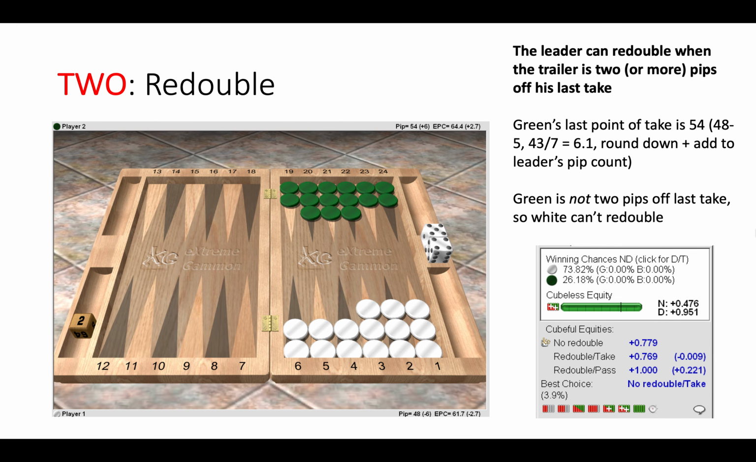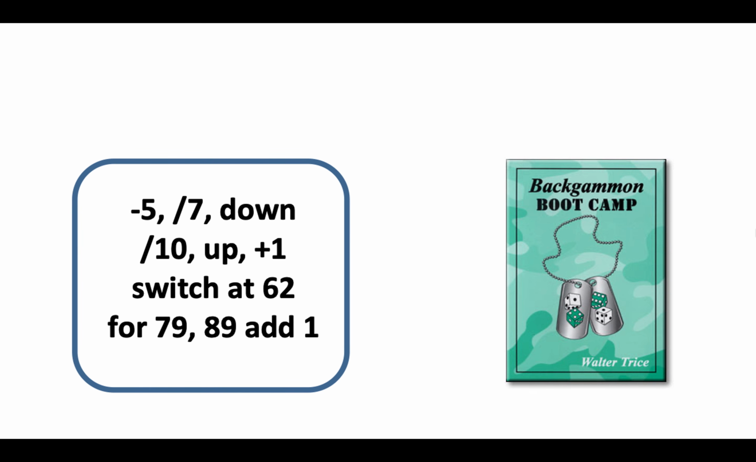So again, that's pretty useful to know when to double and when to redouble, when to take and when to pass. And here we have a short form there on the left, which is something very easy to remember, something you could take a photo of. Minus 5 divided by 7 round down, or divided by 10 round up, plus 1, switching, and the exception there on the bottom. And there we have Backgammon Bootcamp on the right.